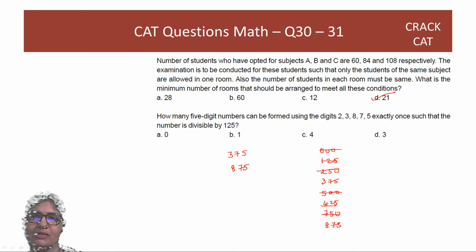Once I use up 375, then I can rewrite the first two numbers as 28 or 82, and here as 23 or 32. So there are 4 possible numbers. So answer is option C.